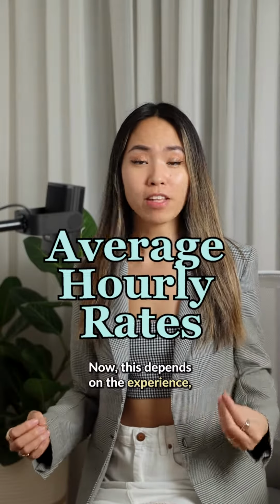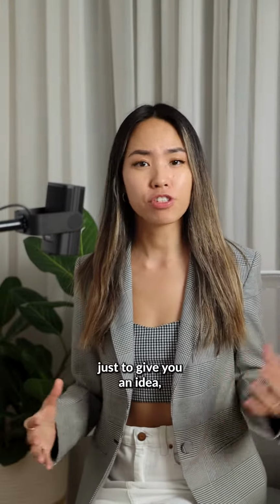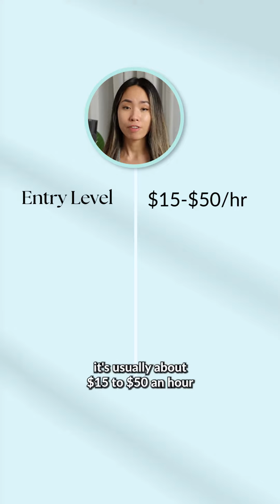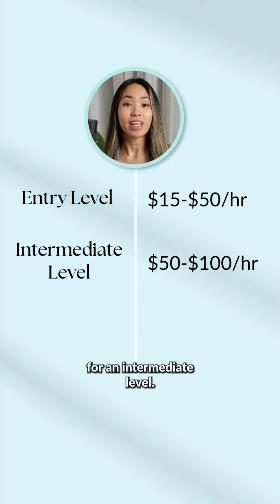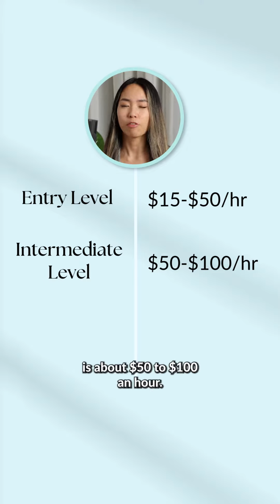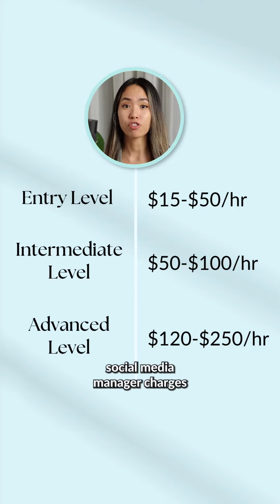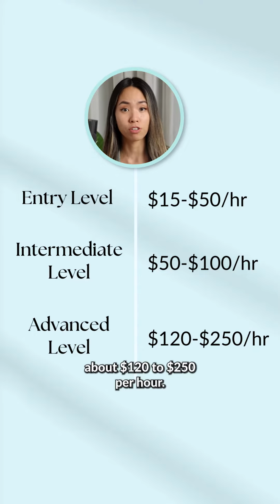First of all, what are your average hourly rates? Now, this depends on the experience, but in general, just to give you an idea, for an entry-level social media manager, it's usually about $15 to $50 an hour. For an intermediate level social media manager, it's about $50 to $100 an hour. An advanced level social media manager charges about $120 to $200 per hour.